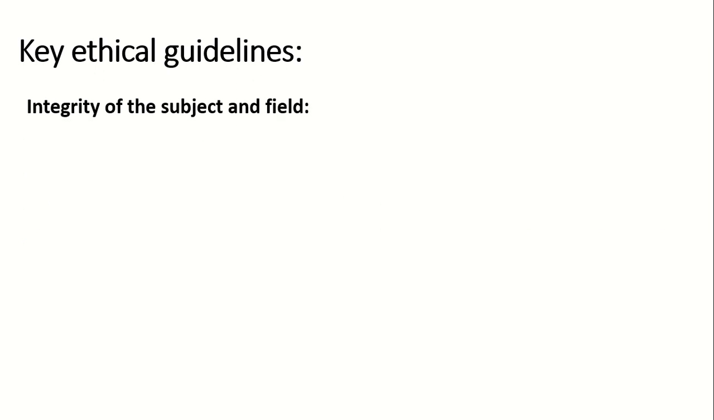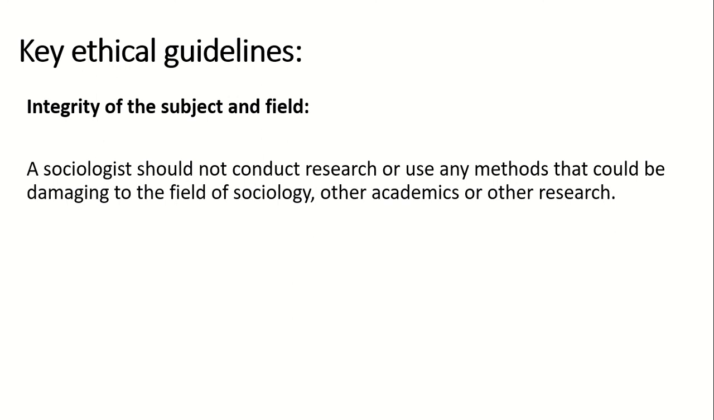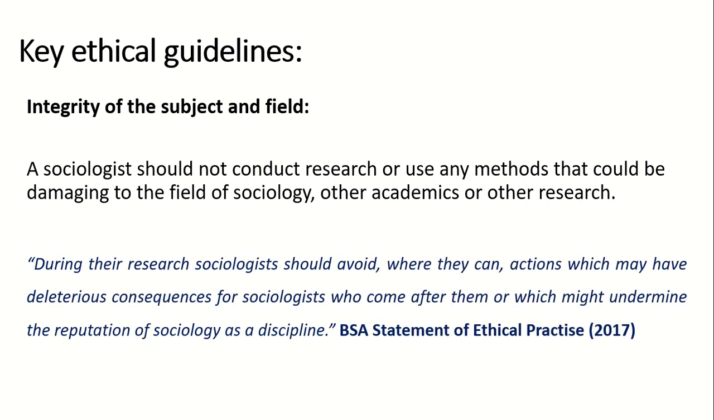And then the final point, the integrity of the subject and the field. A sociologist should not conduct research or use any methods that could be damaging to the field of sociology, other academics, or other research. During their research, again, this is from the Statement of Ethical Practice, sociologists should avoid, where they can, actions which may have a deleterious, so just negative, consequence for sociologists who come after them, or which might undermine the reputation of sociology as a discipline.